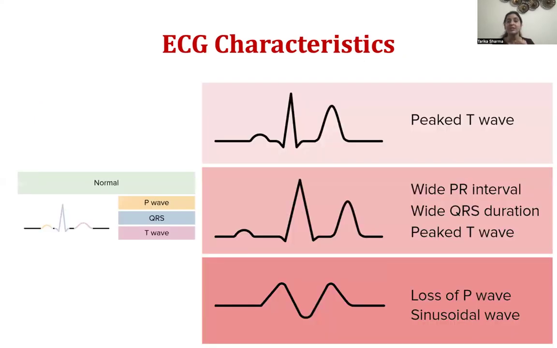So let's see which all changes will be there. The person might be having a peaked T wave. There can be the presence of a wide PR interval. There can be widening of the QRS and there can be peaked T wave. And as the severity increases, you can even see the sinusoidal waves. आप देखोगे यहाँ पे P wave will be completely lost and the graph will be like a sine wave only. So the sinusoidal waves tell that a person has hyperkalemia of high level or high degree.